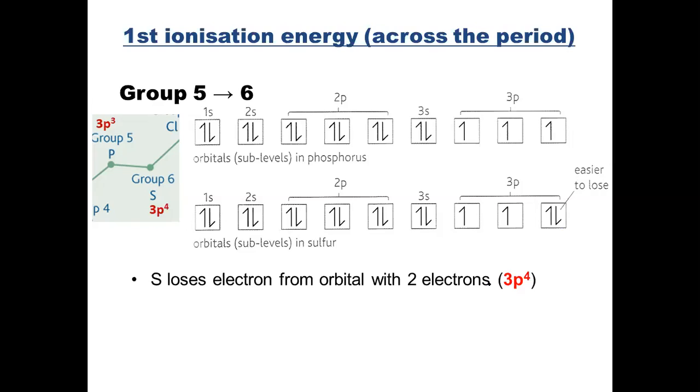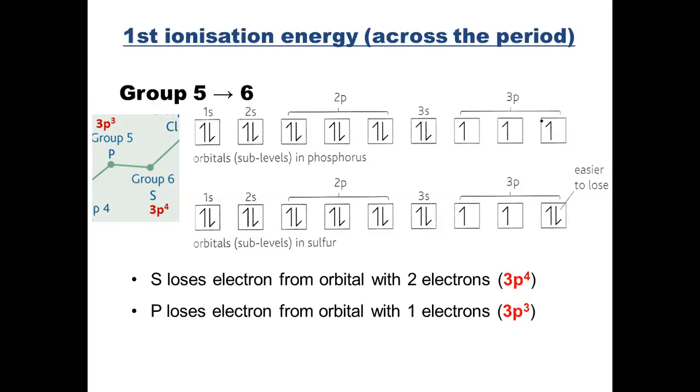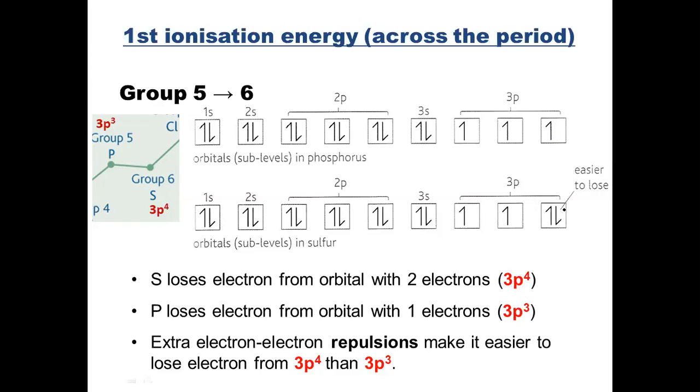So your answer to this question would be: sulfur loses electrons from an orbital with 2 electrons, and you need to quote which specific orbital it is. It's a 3p orbital. And phosphorus loses an electron from an orbital that only has 1 electron. Now, extra electron-electron repulsion makes it easier to lose an electron from 3p4 than from 3p3. That's your full answer to this kind of question. And again, this works for period 2, period 4, not just period 3, but the names of the specific elements will be different. And instead of 3p, you will have something like 2p. But always make sure that you quote the specific configuration that you're talking about.